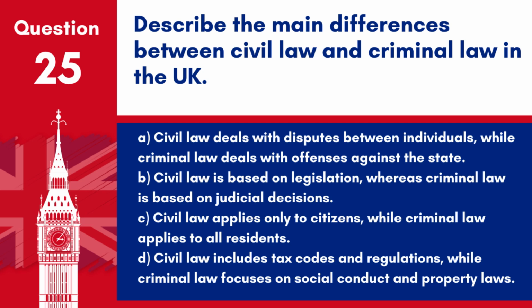A. Civil law deals with disputes between individuals, while criminal law deals with offences against the state. B. Civil law is based on legislation, whereas criminal law is based on judicial decisions. C. Civil law applies only to citizens, while criminal law applies to all residents. D. Civil law includes tax codes and regulations, while criminal law focuses on social conduct and property laws. Answer. A. Civil law deals with disputes between individuals, while criminal law deals with offences against the state.